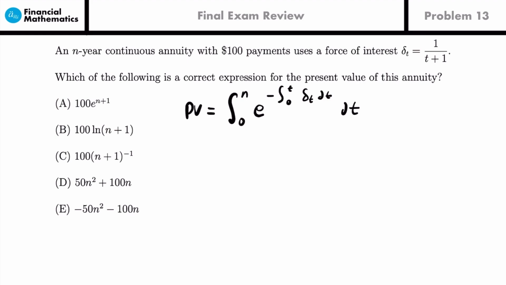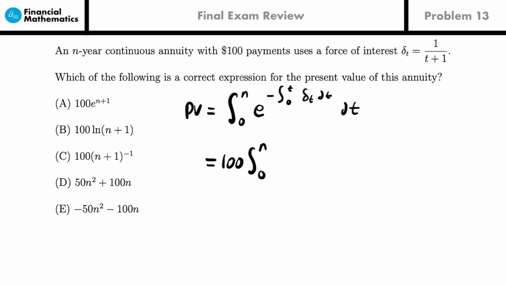Now let's actually set it up for our specific scenario here. We do have payments of 100, so I'm going to be multiplying that in here. We'll have that this is equal to 100 times the integral from 0 to n, the number of periods for this annuity, which is just n. We don't know the number of years for the annuity. We just know that it's an n-year continuous annuity. So we're integrating from 0 to n.